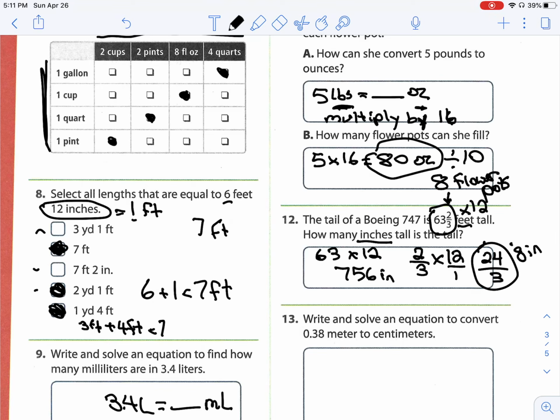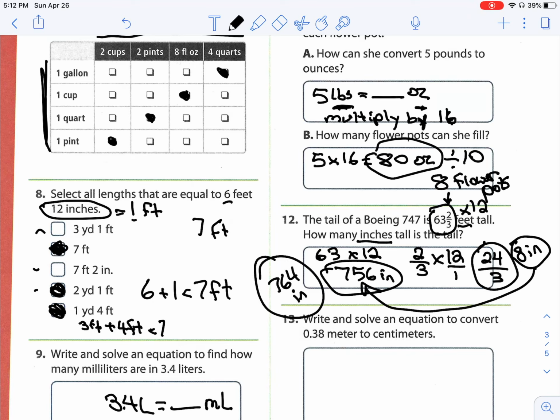So now put them all together. 8 inches plus 756 inches is going to give you 764 inches. And that is the total of that crazy question.